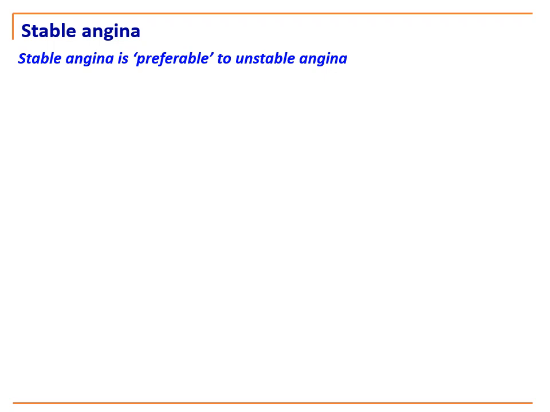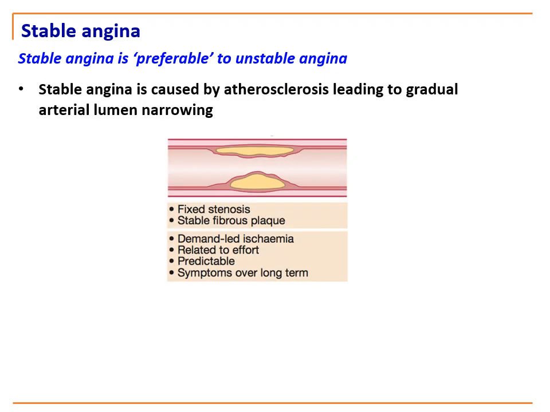So when you're getting angina, you want stable angina. I mean, you don't want either of them, let's be honest. But if you're going to have one, you want stable angina as opposed to unstable angina. So stable angina, which is your classic angina, is caused by gradual luminal narrowing and hardening of the arterial walls. And that causes the affected vessels not being able to dilate in response to increased myocardial demand.